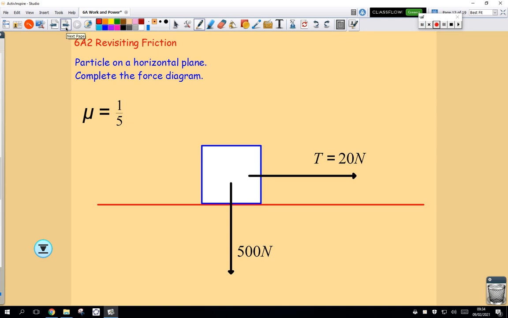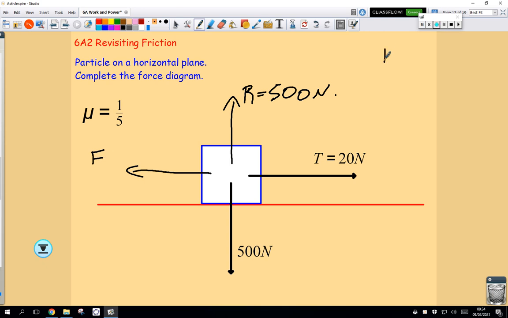Almost identical, except that tension force has increased here. So I want to complete the force diagram. And again, let me go straight in here. It's just like before. The only thing that's changed is this tension force pulling to the right. So we're going to have our normal reaction here, which is again going to be that 500 newtons of force. And I'm going to have some friction force pulling to the left.